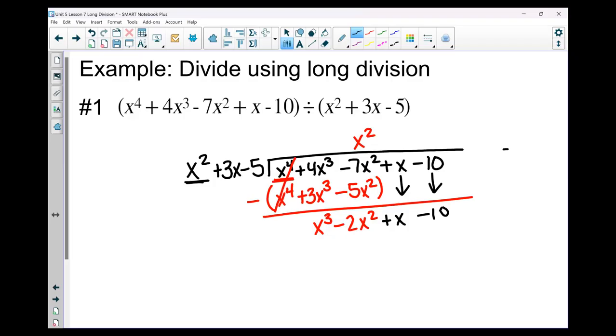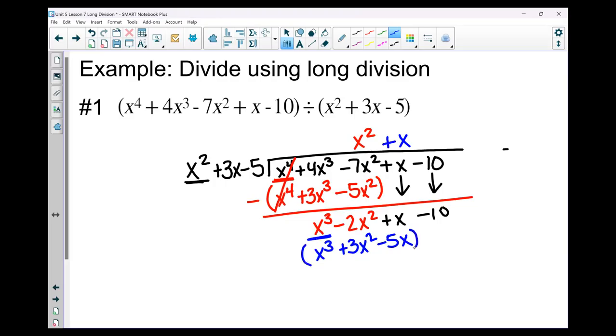We repeat that process as many times as we can. So again, we're looking at the first term of the divisor. We need it to match the first term of our current inside. Well, if we multiply x squared by x, then we have a match. So I'm choosing x. But if I multiply a polynomial by x, I do need to distribute. So x times x squared is x cubed. That's a good thing. X times 3x is positive 3x squared. X times negative 5 is negative 5x. My multiplication's done.